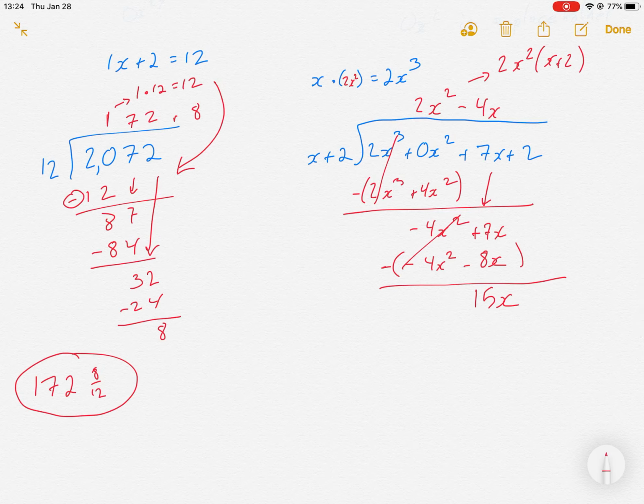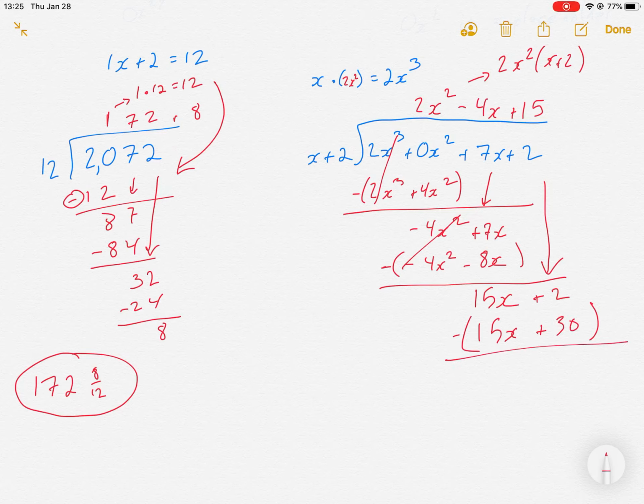We're going to go ahead and repeat this process again. x times 15 would give me what I need. Distributing that, oops, sorry, I forgot to bring down this 2 here, plus 2. Distributing the 15, I get 15x plus 30.